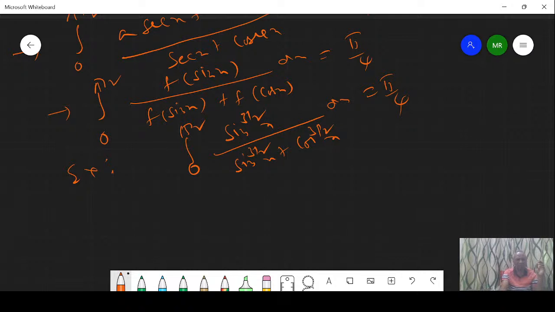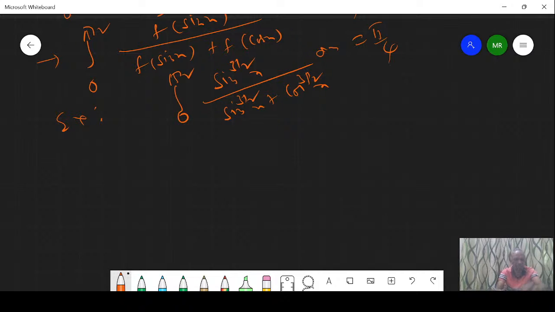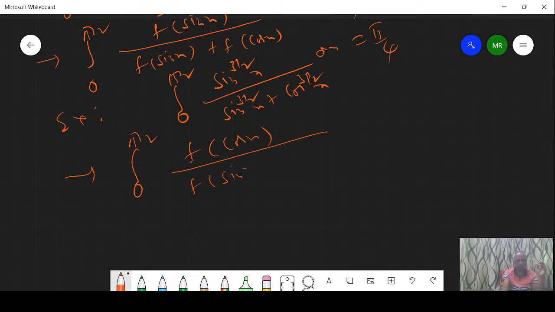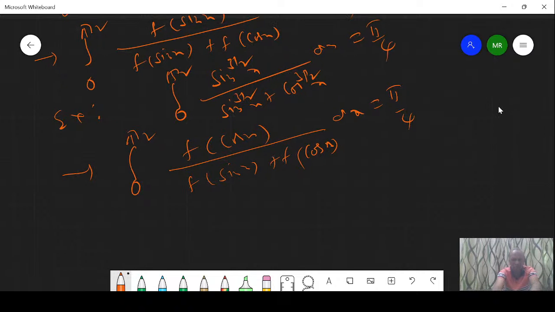This is the meaning of f of sin x. Even if it's f of cos x, either sin x or cos x, the answer will be the same. Instead of sin x, if they give cos x, the answer will be the same. There is no change. That also you can remember. Integral 0 to pi by 2 of f of cos x by f of sin x plus f of cos x dx is also pi by 4. The denominator will be the same, numerator f of cos x or f of sin x, the answer is pi by 4. You can understand this, right?